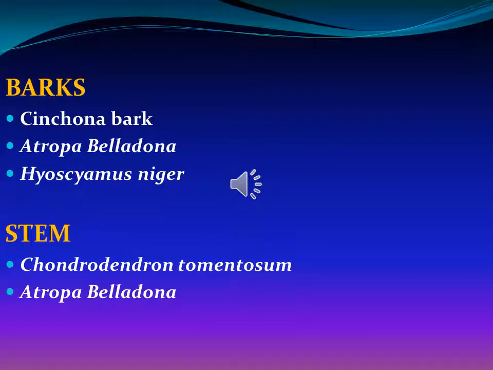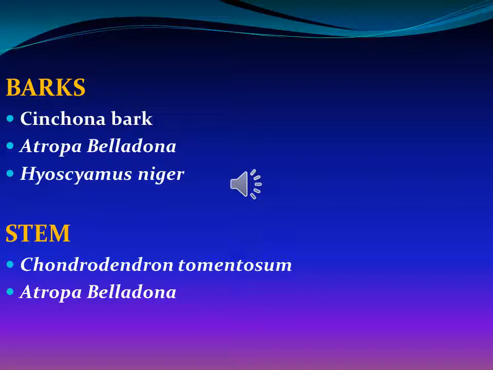The bark. Cinchona bark gives quinine and quinidine, which are antimalarial drugs. Quinidine also has antiarrhythmic properties. Atropa belladonna gives atropine, which is anticholinergic. Hyoscyamus niger gives hyoscine, which is also anticholinergic.